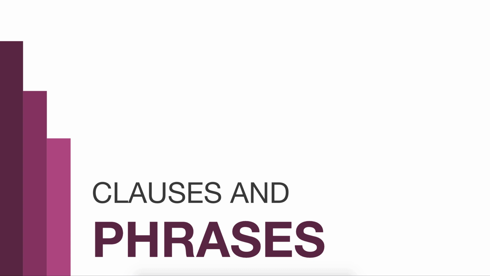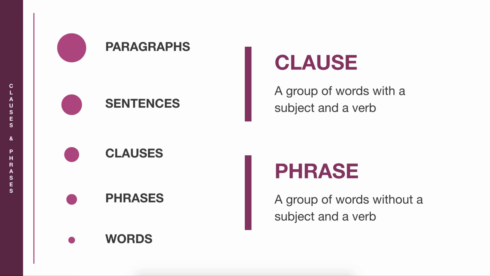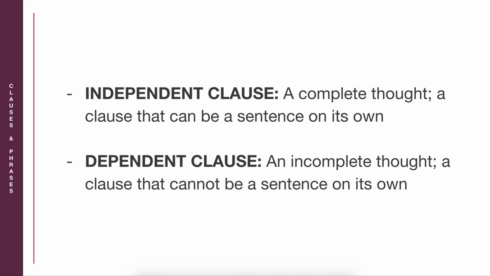So here we go. First off, a clause is a group of words that has a subject and a verb. A phrase is just a group of words without a subject and a verb. Now you'll remember that there are two types of clauses that you need to know about. The first is an independent clause. That can be a sentence by itself. And then the second is a dependent clause, which cannot be a sentence by itself.